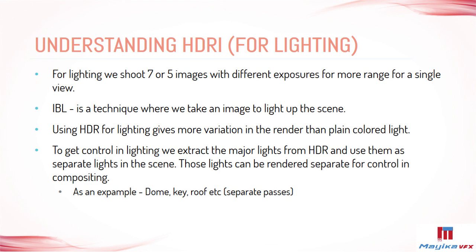Usually, as I showed you, in HDR we have range, and with that we get variation in our lighting. To get more control in lighting, we extract these textures from an HDR, and we can use these as a key texture and rim texture and dome texture, etc. So all these can be used in separate passes so that we get a lot of control.